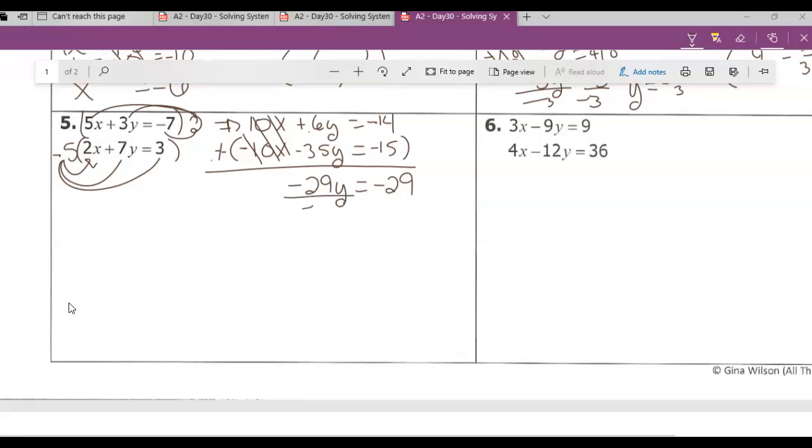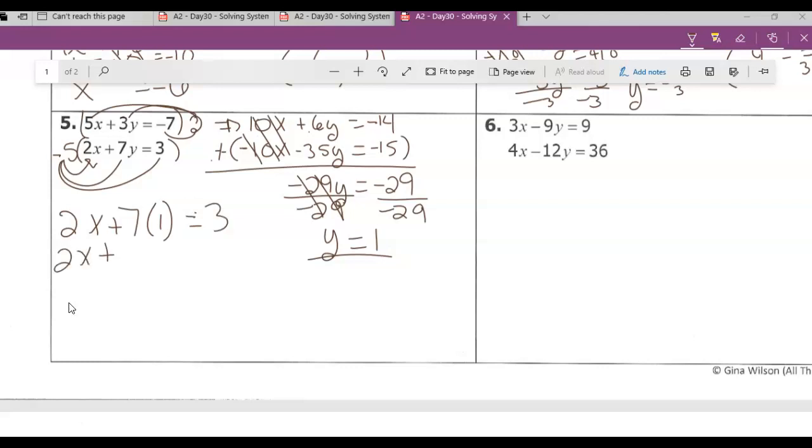Now I divide both sides by negative 29. Negative 29 goes to negative 29 one y time. Negative 29 divided by negative 29 is a positive 1. So there's my y answer, but now I need my x answer. I'll once again use my second equation. 2x plus 7, instead of saying y, I'll say 1, because I already know what y is now, equals 3.